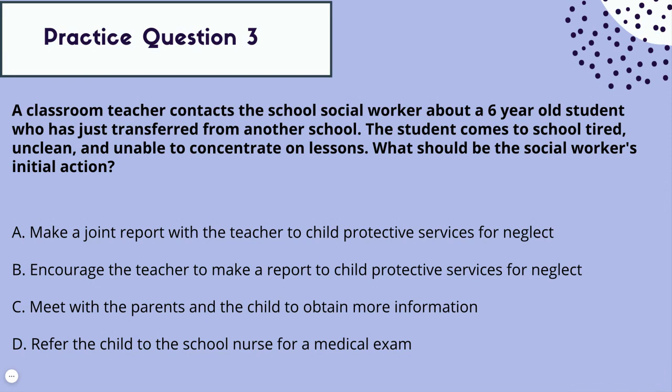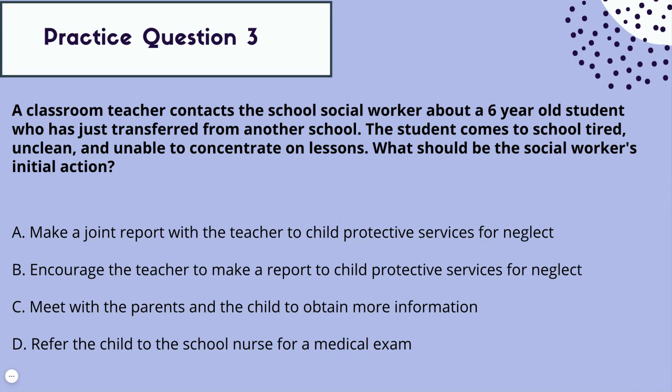A, make a joint report with the teacher to Child Protective Services for neglect. B, encourage the teacher to make a report to Child Protective Services for neglect. C, meet with the parents and the child to obtain more information. Or D, refer the child to the school nurse for a medical exam. So let's take a look and break down this question.